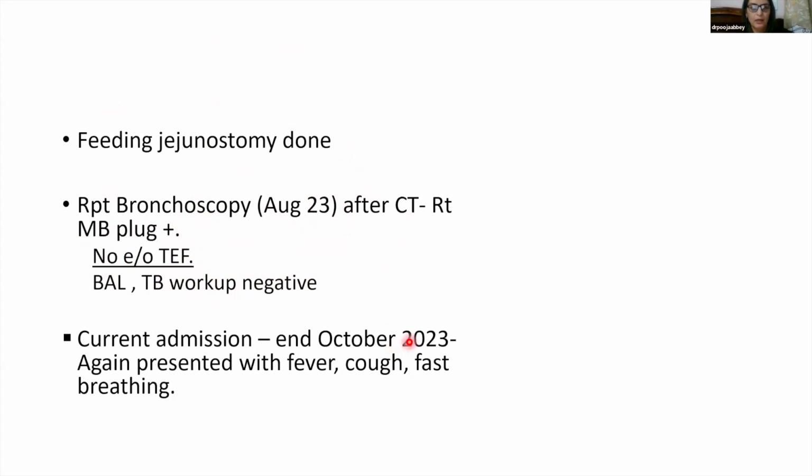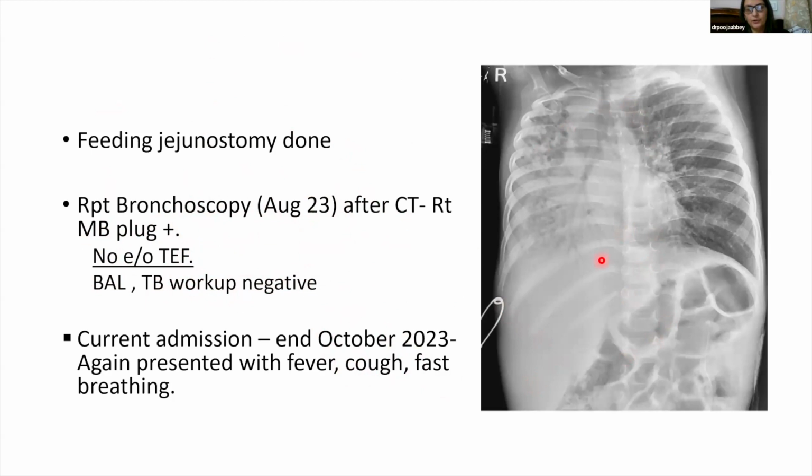The child came back at the end of October 23 with fever, cough, and fast breathing. And this was the radiograph. This is a very drastic appearance now. Here we can see volume loss involving the entire right hemithorax, or right lung now, with these lucent areas, which are part of the aerated lung seen here. And there is compensatory hyperinflation of the other side. The other side looks absolutely normal.